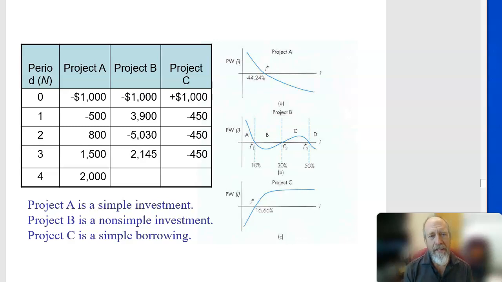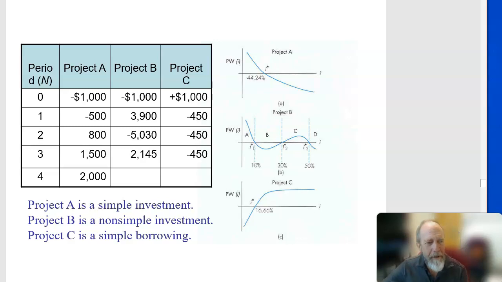So, if you're looking at these different projects, you're going to see, if we plot the present worth versus I, which you, by the way, can do, and you know how to find those crossing points of where the present worth is 0. Well, a project that's a simple investment is only going to cross that line once. But a non-simple investment can cross that line multiple times, and now you got multiple possible rates of return on the project. You don't even know which one's right.